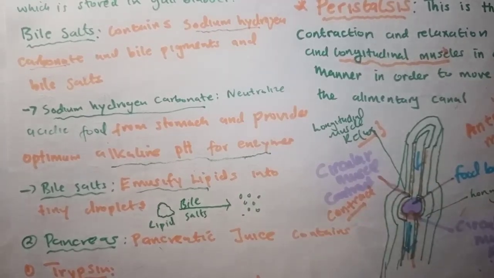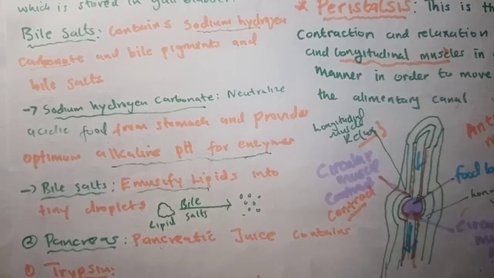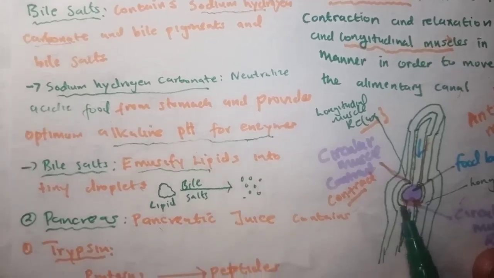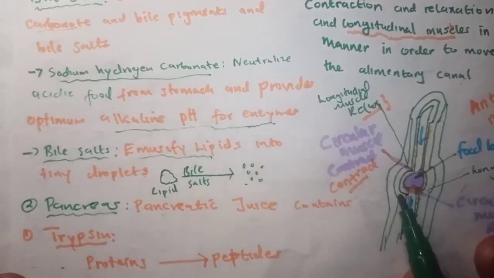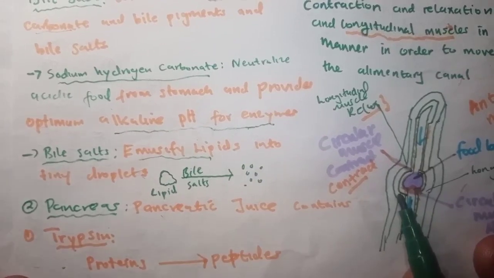So we talked about nutrition, different types of nutrients. We talked of carbohydrates in our previous videos, we talked of lipids, we talked of proteins. So watch those previous videos, and you will have a better understanding of where all this is coming from. So now that's the job of the bile salts, to emulsify lipids into tiny droplets.